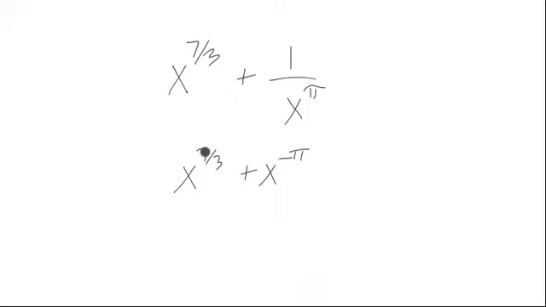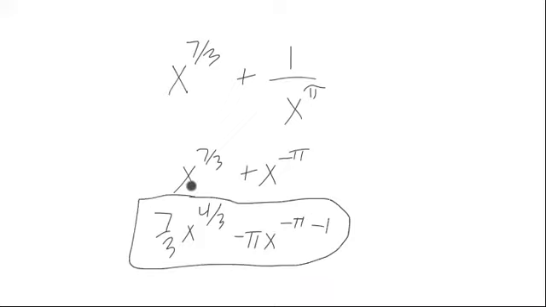So we're going to take the 7/3, put it up front, subtract 1 from that to give us 4/3. This one, we're going to bring that negative pi to the front. And then x to the negative pi minus 1, where we subtracted 1. And that would be the final derivative.